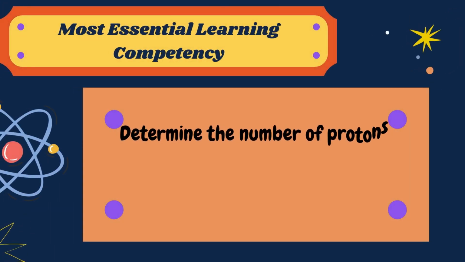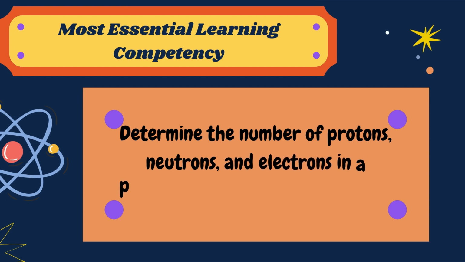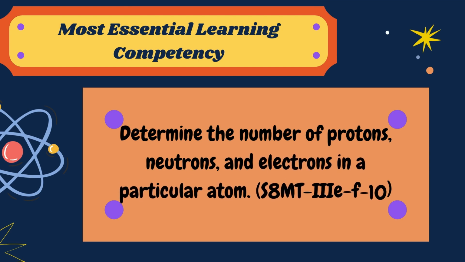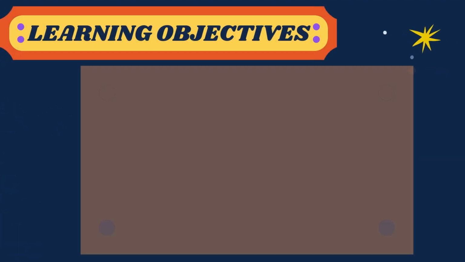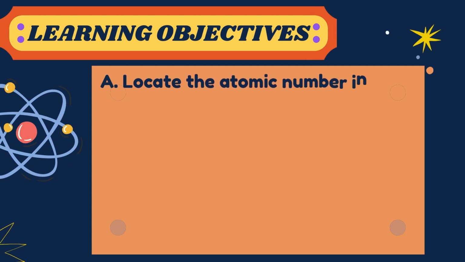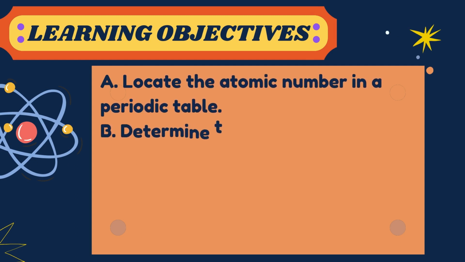This is the most essential learning competency for this lesson: determine the number of protons, neutrons, and electrons in a particular atom. And these will be our learning objectives for this topic.